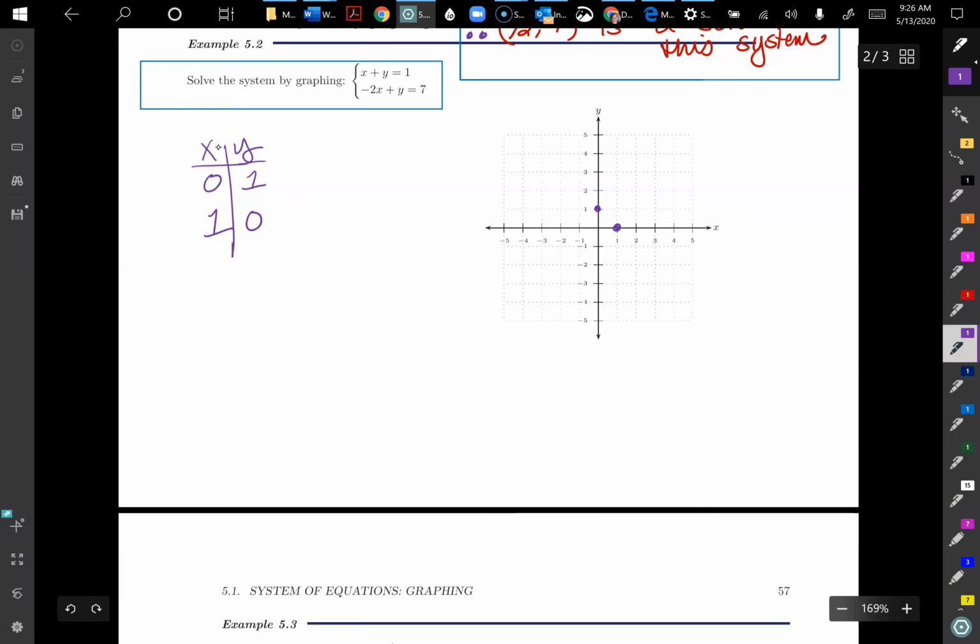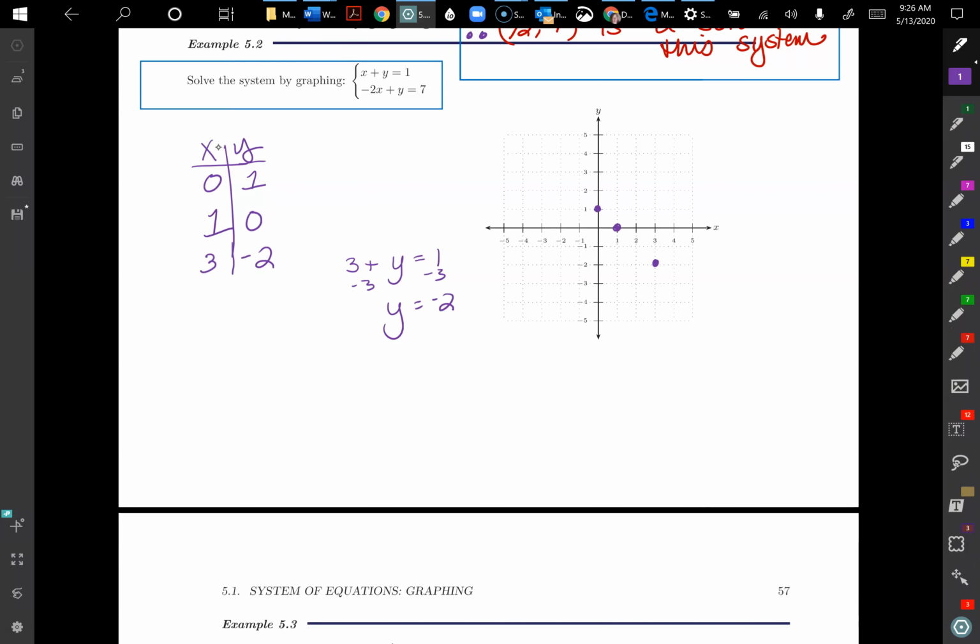I may want to get a third point. Maybe I'll pick 3 so that I get a bigger spread. And if I do 3 plus y equals 1, I'm going to then subtract 3 from both sides. y equals -2. So I'll plot that one also, and I can tell it's right in alignment there. And then I'm going to make sure that I connect those before I move on.